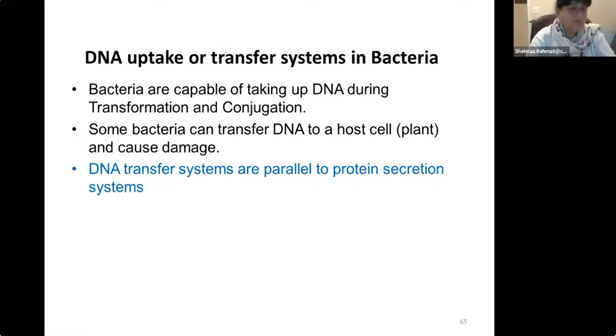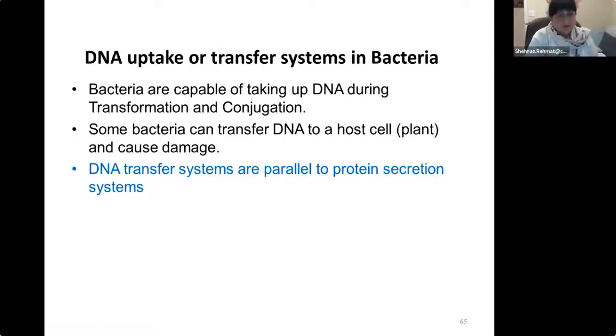Now we come to the uptake of DNA and transfer systems in bacteria. So we know that there is exchange of DNA, either from the environment into the cell by transformation, or from one cell to the other by conjugation. So what are the systems across the membrane that allow DNA to be transferred? These have been studied extensively, and are being looked at more closely as to what transfer systems are there in bacteria that allow DNA uptake.